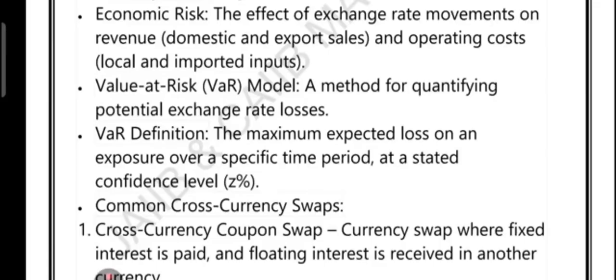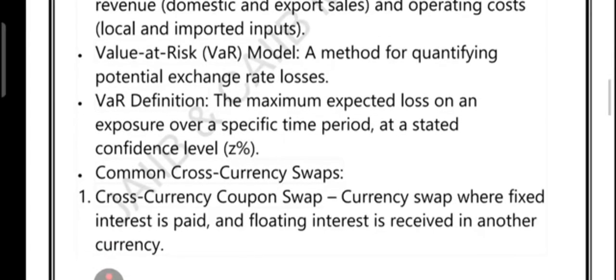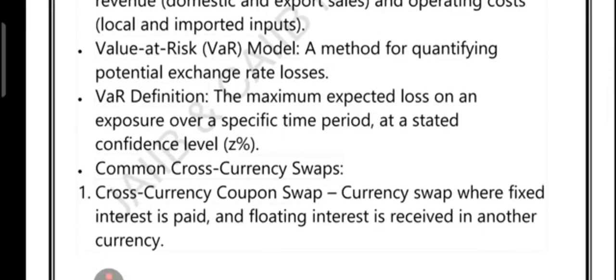Then we have the VAR model, that is called the value at risk model. It is like a financial weather forecast. It tells you the worst loss you could face from a currency move over a set time with a given level of certainty. It is always stated as a confidence interval, which is called Z percentage.